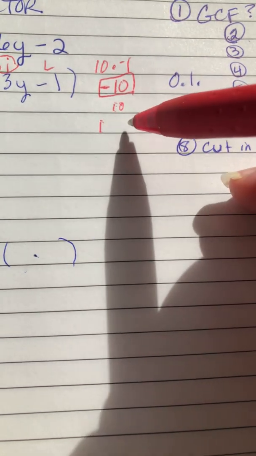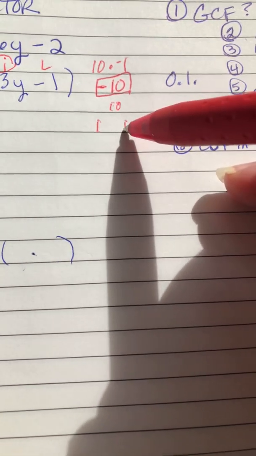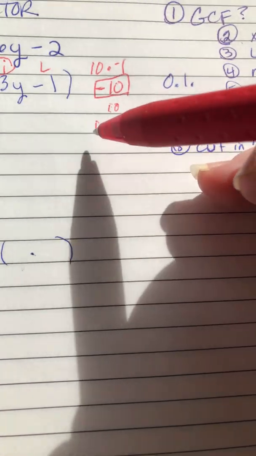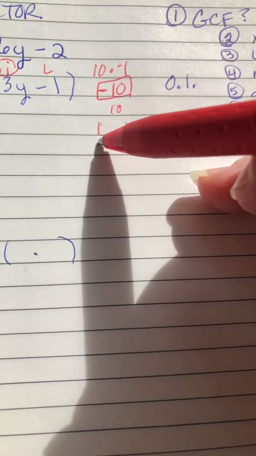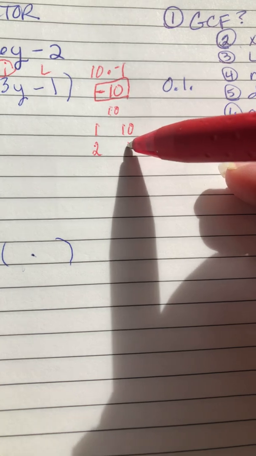So 1 goes into 10, 1 goes into any number. So 1 times 10. Then go to 2. If 2 works, write it down under the 1. 2 times 5.